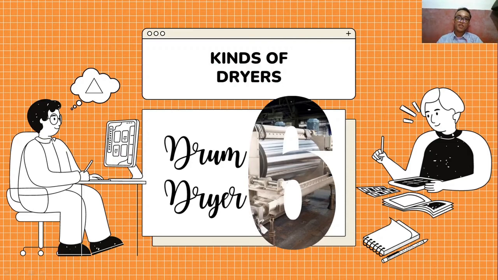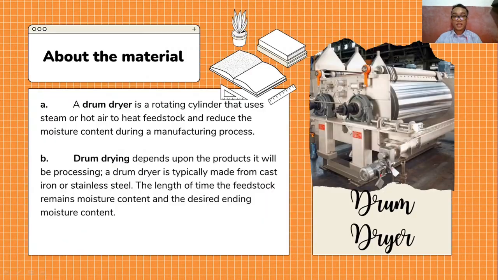Hi guys, this is Jomar Samban Saladares, and I will be discussing the last kind of dryer, which is the drum dryer. What is a drum dryer? A drum dryer is a rotating cylinder that uses steam or hot air to heat feedstock and reduce the moisture content during a manufacturing process. So it is somehow related to the rotary dryer since it is rotating.